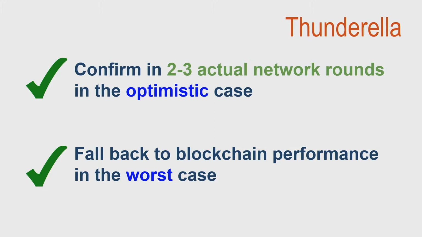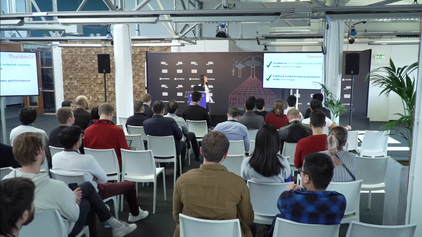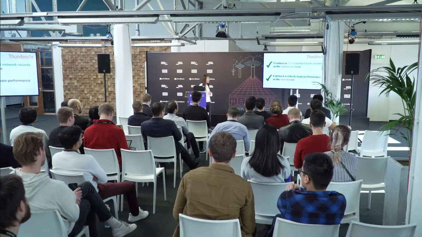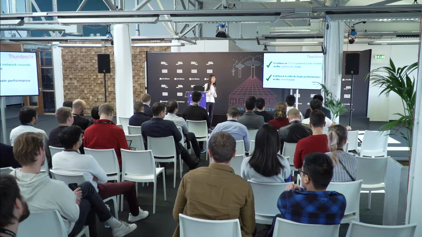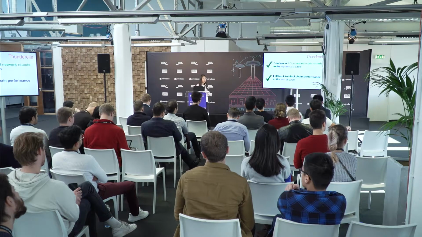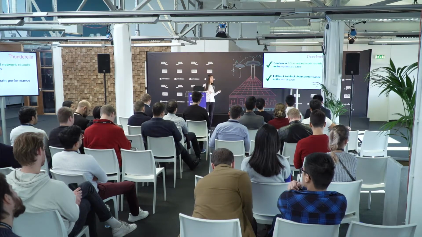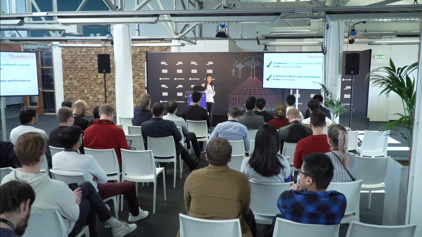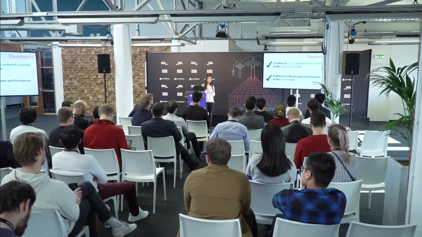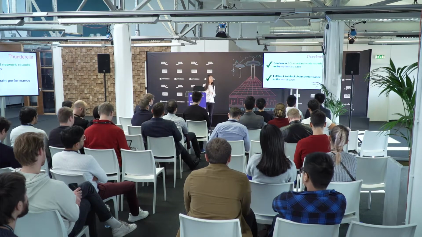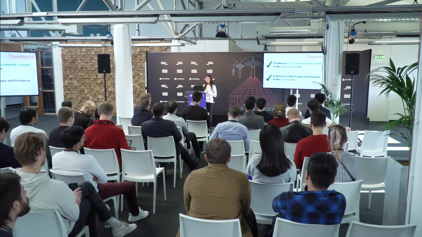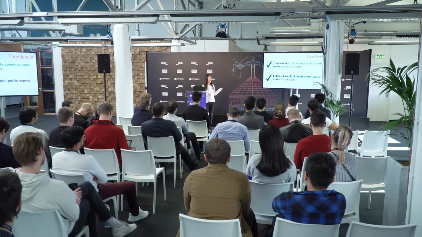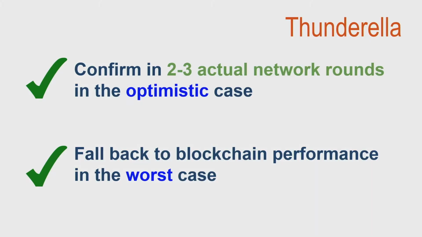OK, so as a conclusion, Cinderella achieves the following two good properties. In the optimistic case, it can confirm a transaction with only one voting attempt. And if things go bad, it can always fall back to a robust blockchain protocol and get at least the performance of the underlying blockchain. And whenever the nodes reach consensus on the underlying slow chain, they can always re-elect the accelerator and the committee members to rebootstrap the fast path. So 99% of the time, the protocol will run on the fast path and can confirm transactions in 2 or 3 actual network rounds.